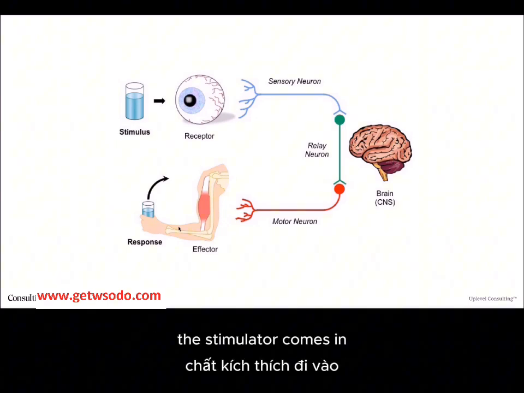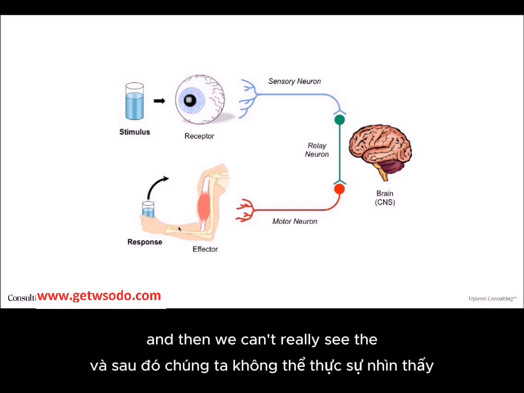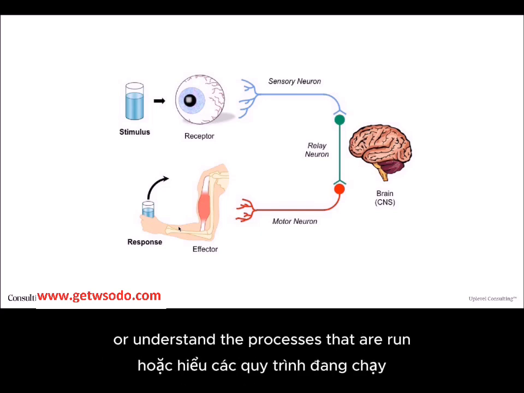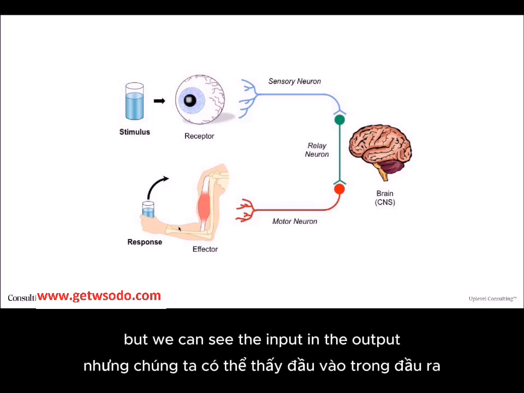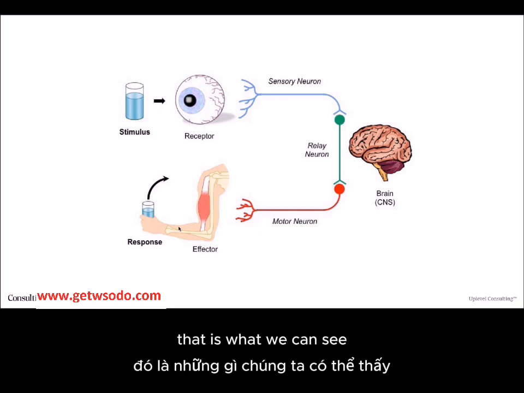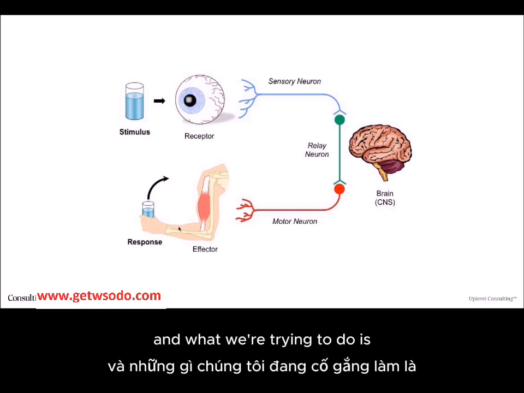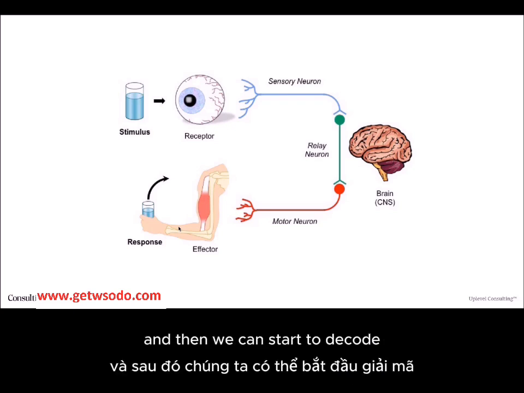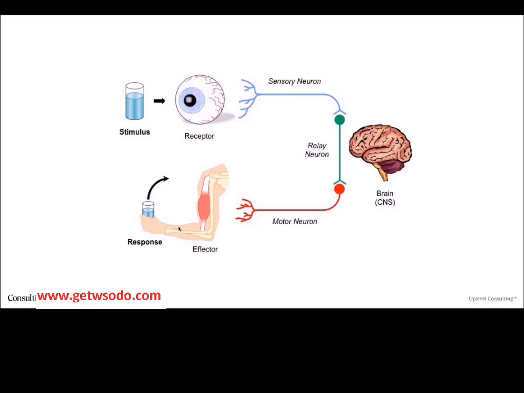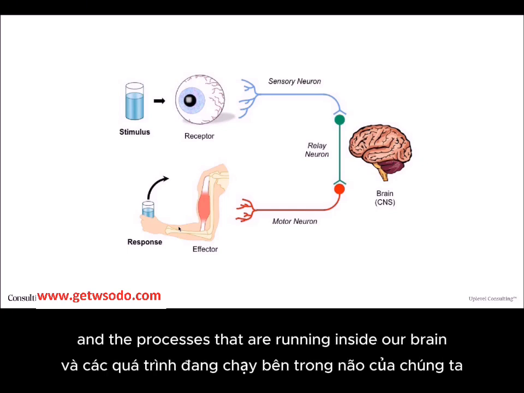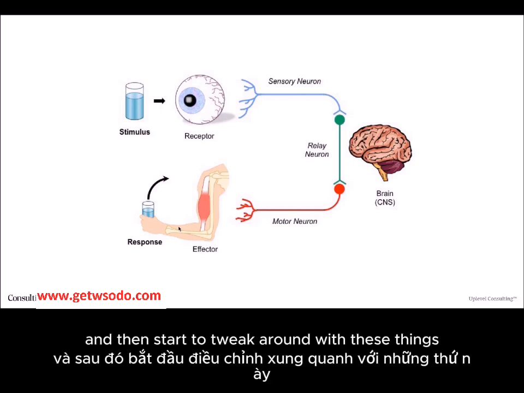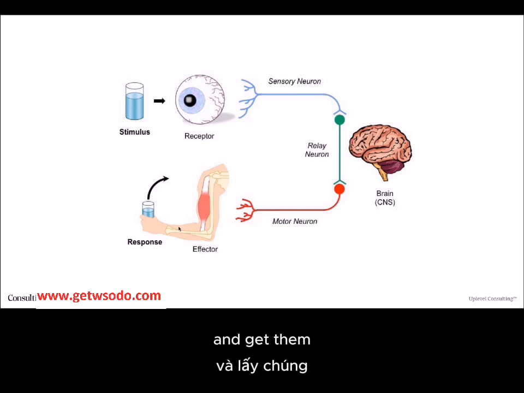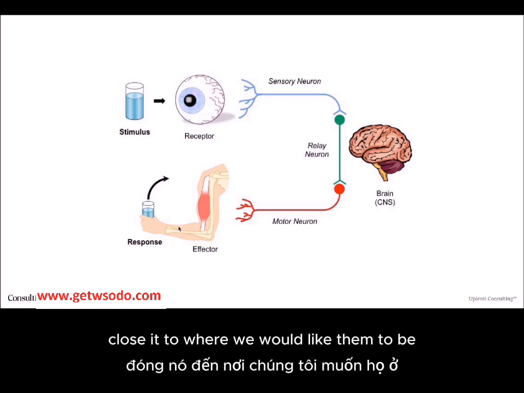The stimuli that comes in, and then we can't really see or understand the processes that are run, but we can see the input and the output. That is what we can see. And what we're trying to do is understand the inputs that come in, the outputs that come out, and then we can start to decode the relays and the processes that are running inside our brain, ask ourselves why, and then start to tweak around with these things and get them closer to where we would like them to be.